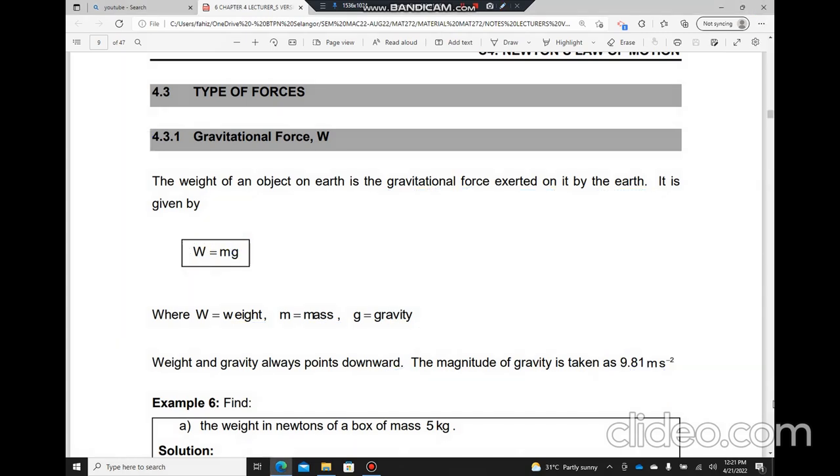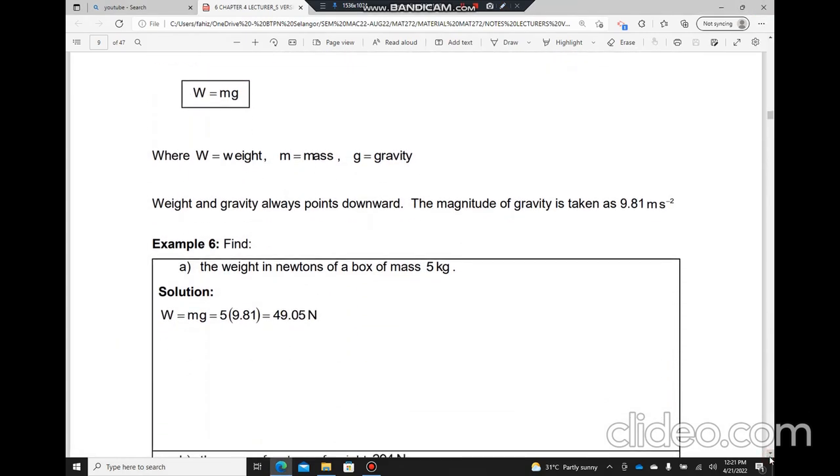Okay, so let we discuss example 6. Find the weight in newtons of a box of mass 5 kg. So satu lagi saya nak ingatkan, unit untuk weight is newton. So the weight in newtons of a box of mass 5 kg. So they give you the m equals to 5 and then gravity dia sentiasa tetap. Okay, kita ambil 9.81. So 5 times 9.81 equals to 49.05 Newton.